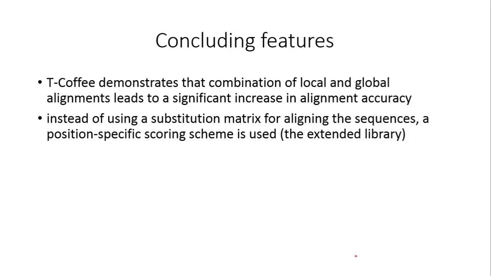And this is where your local minimum problem is usually controlled. In this way, T-Coffee demonstrates that a combination of local and global alignment can lead to a significant increase in alignment accuracy. So what you have done is that instead of using a substitution matrix like PAM and BLOSUM for aligning the sequences, you have used position-specific scoring schemes, the information that you derived from your extended library.